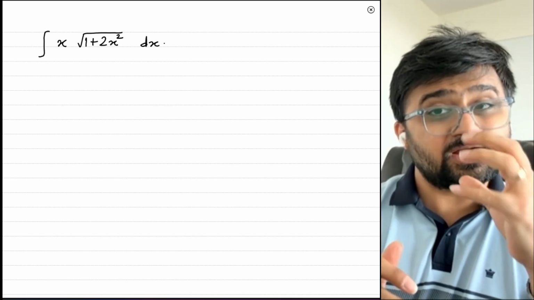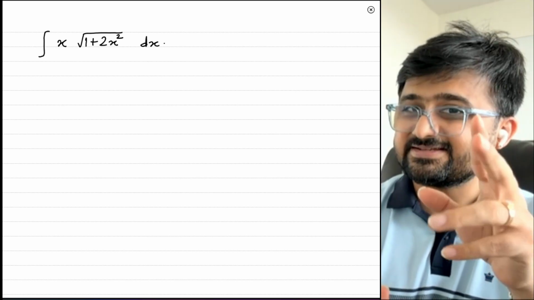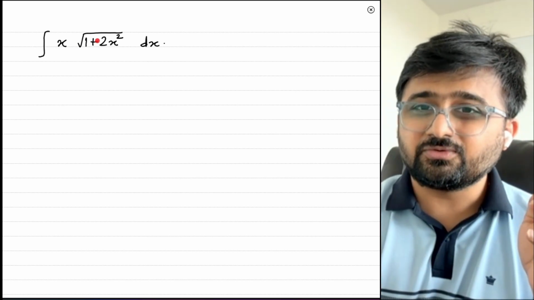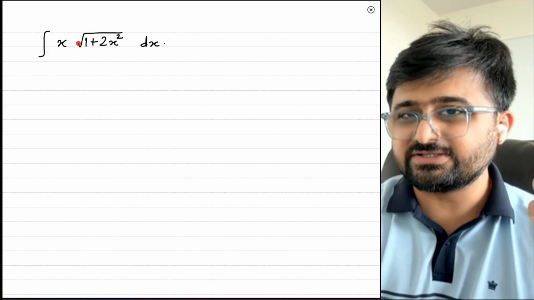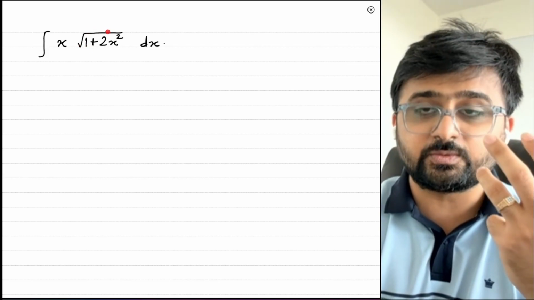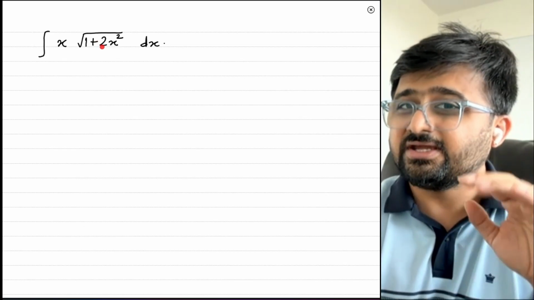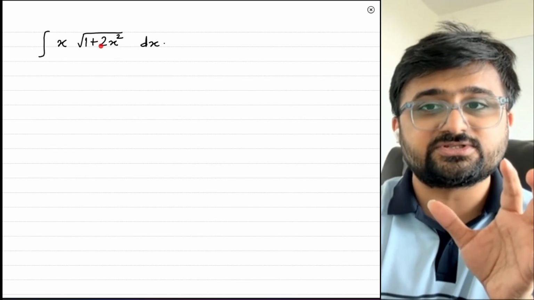This integral might look ugly at first, but it collapses in 2 seconds. Let's see how. This is a product of two algebraic functions. If you notice the second function, it's a function within a function. There is a square root, and inside of that square root function, there is a quadratic function. That tells me that I have to do U substitution in this case.